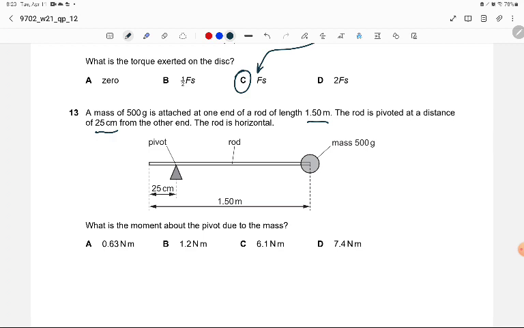We just have to find the moment about the pivot due to the mass alone. So moment should be equal to the mass, 500 divided by 1000 to convert into kilogram, multiplied by 9.81. That makes it the weight, acting downward, multiplied by the perpendicular distance from the pivot, which should be 1.5. Wait a minute, that is going to be 1.5 minus 0.25. Let's find out: 500 divided by 1000 multiplied by 9.81 multiplied by brackets 1.5 minus 0.